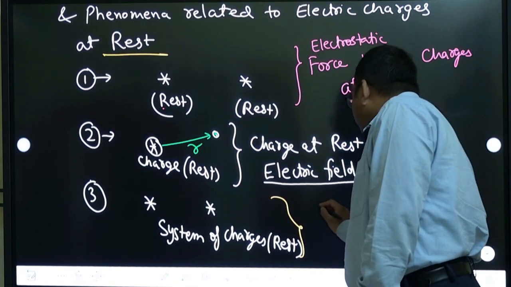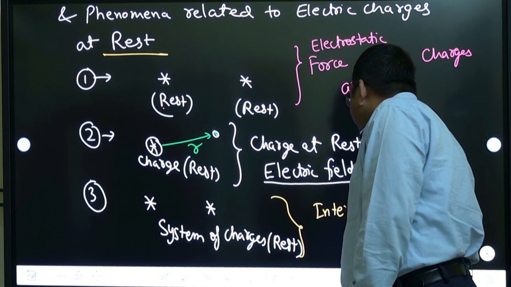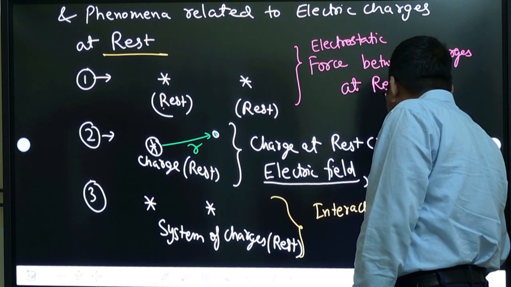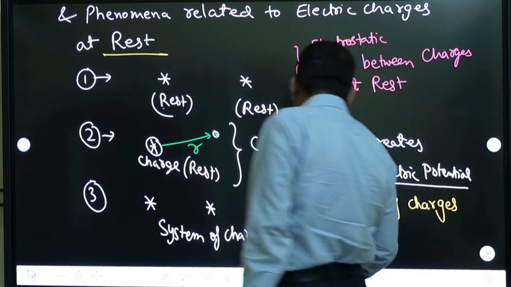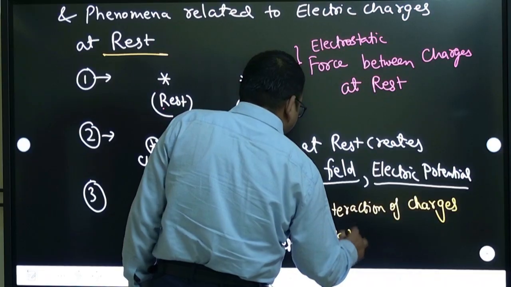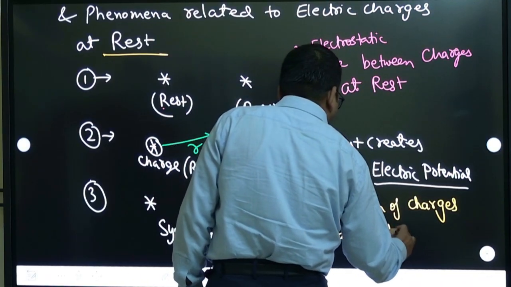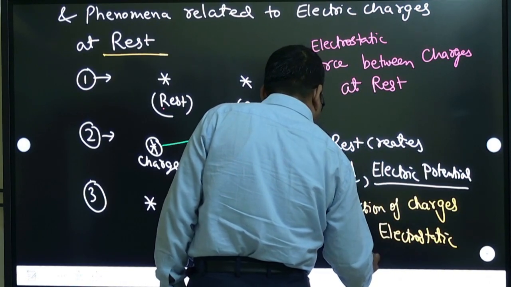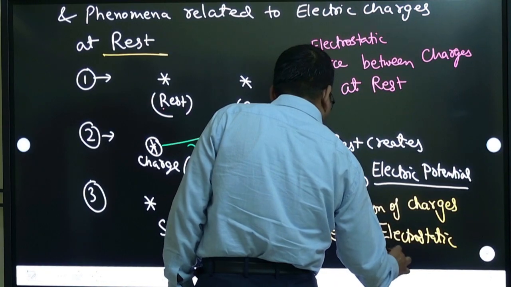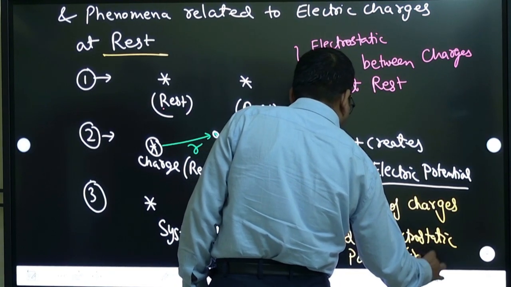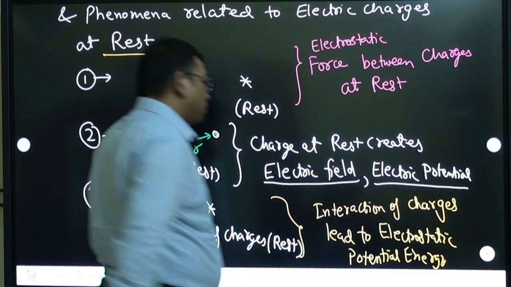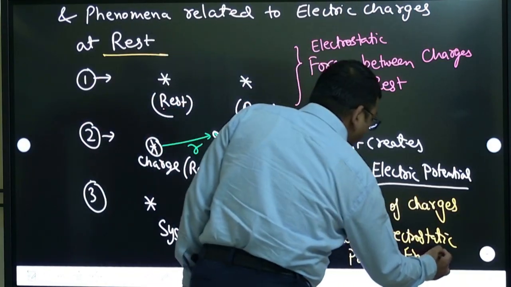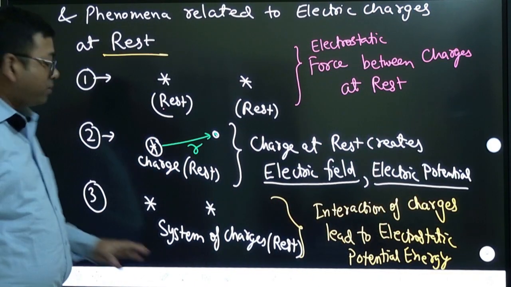So the interaction of charges leads to electrostatic potential energy. Okay, clear? So these are the phenomena.